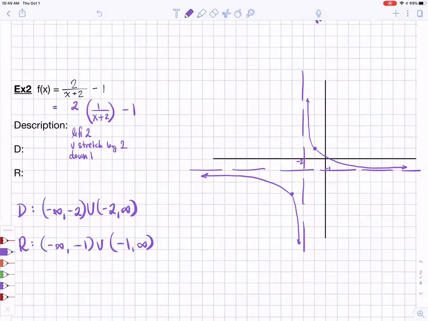So domain and range makes sense, Becca? Yeah, it takes a little more brain work. It does, it sure does. Because you're not just slapping down something that you did every single time.